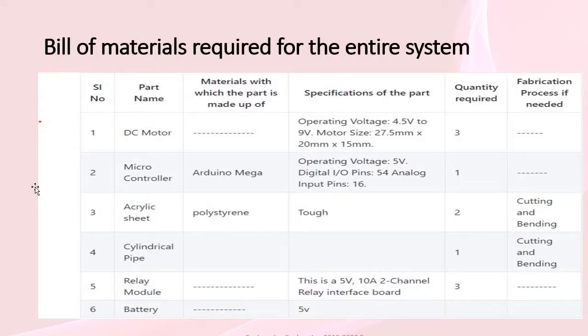Next, the third part is the acrylic sheet, which is made up of polystyrene, which is tough, and the quantity required is 2, and the fabrication process needed is cutting and bending. Fourth part is the cylindrical pipe, the quantity required is 1, and the fabrication process needed is cutting and bending. Fifth one is the relay module, which is a 2-channel relay interface board, maintained at 5 volt, and the quantity required is 3. Next, the battery with the specification 5 volt.